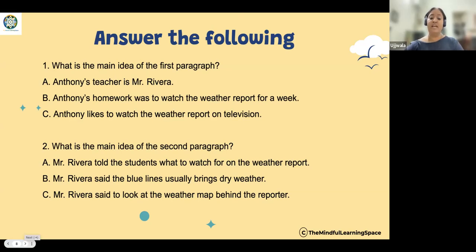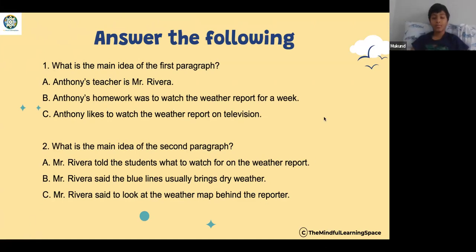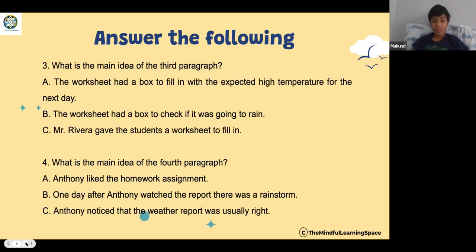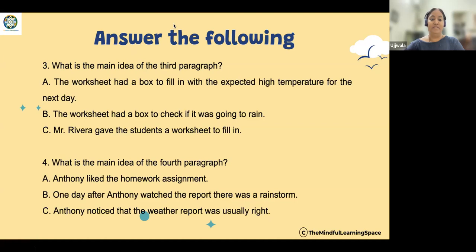Yes, but was the main idea to look at the weather map behind the reporter, or was the main idea that the blue line usually brings dry weather? Or students, what to watch for in the weather report? It's A, I think. A. What do you think, guys? A. Yes, it's A. What happened, Mukund? Okay, guys. Now, yeah, Pranav.